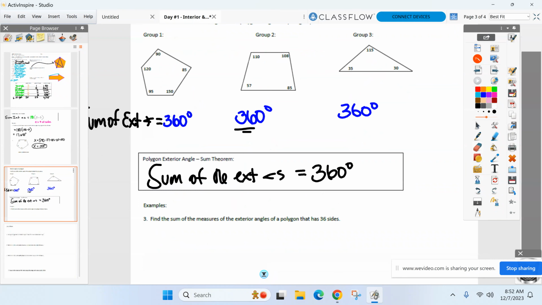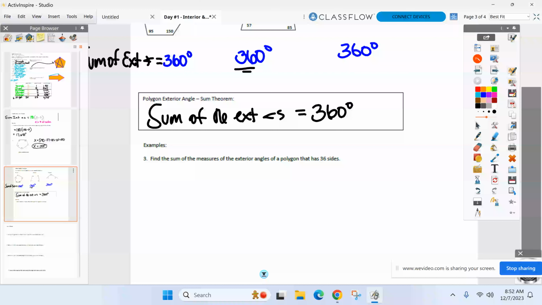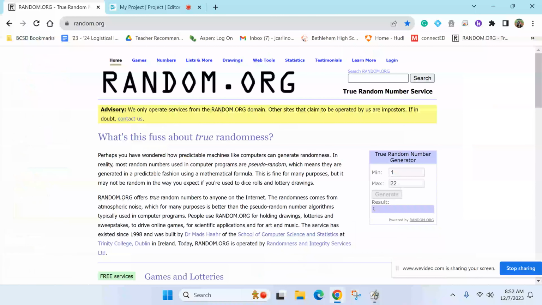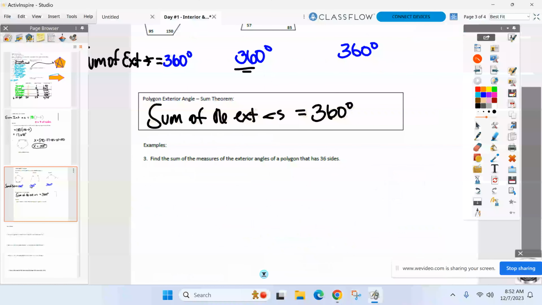All right, so what about example 3 then? Find the sum of the exterior angles if it has 36 sides. Dylan, if it has 36 sides, I don't care if I put 3,600 there, it doesn't matter. It's equal to 360. Okay, we good with that point? For interior angles, I have to go back and use the 180 times n minus 2 formula. But exterior always equals 360.